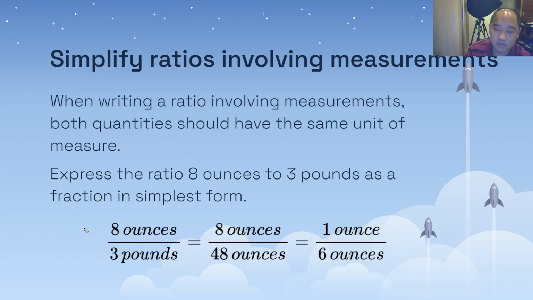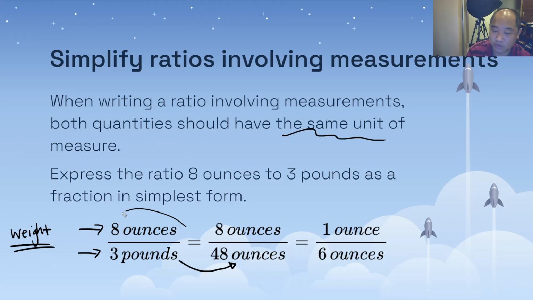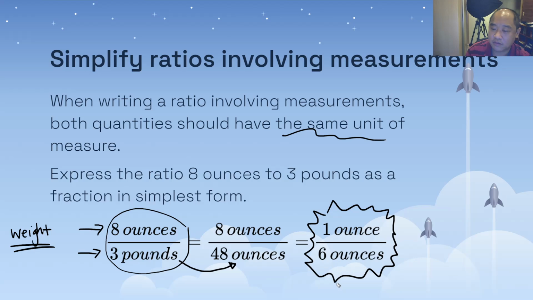But what if we had ounces and pounds? Ounces and pounds are both measurements for weight, right? So if we have 2 measurements for weight, we should convert them to the same unit of measurement. So we would convert the pounds into ounces, and then we would have 8 ounces to 48 ounces instead of 8 ounces to 3 pounds. And then we can reduce that, because we can't reduce it when the units are not the same. So this is what we get: 1 ounce over 6 ounces. That's the simplest form.